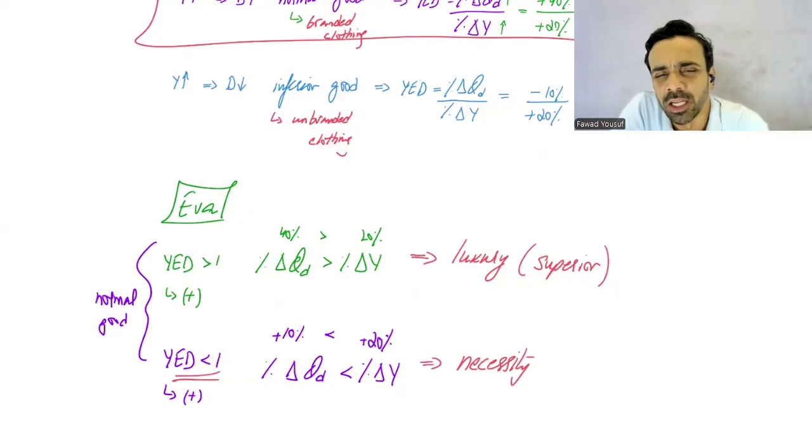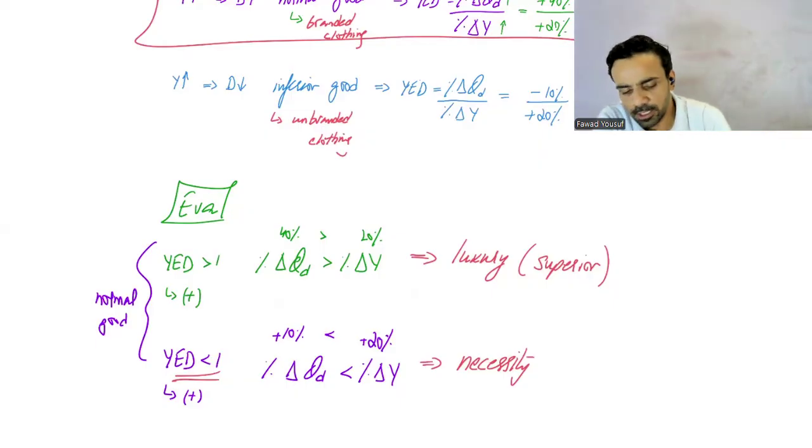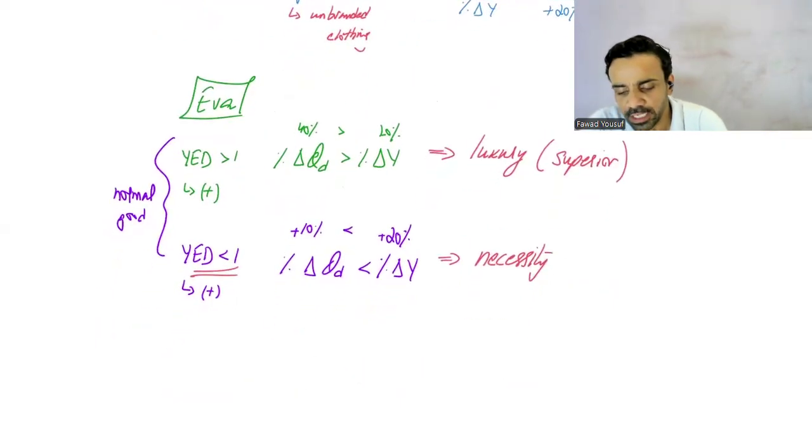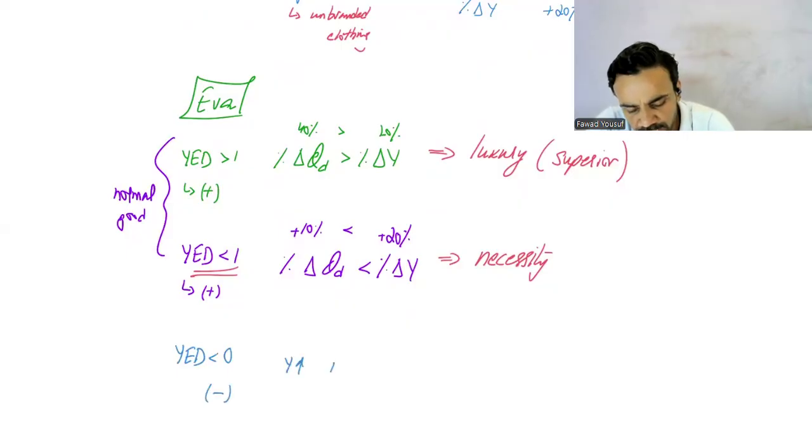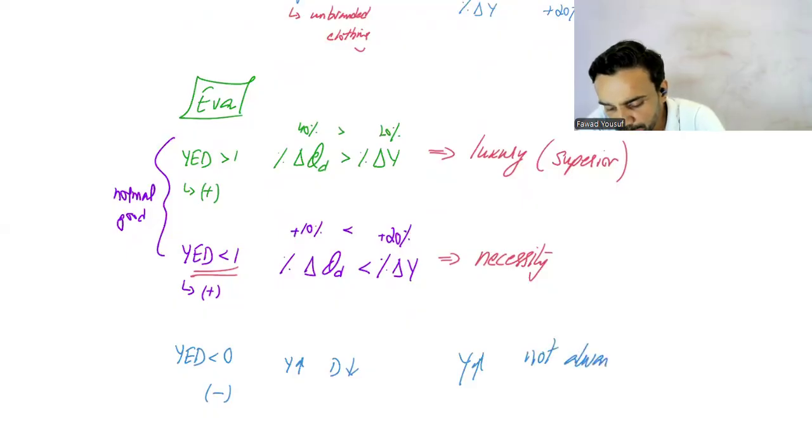और यहाँ पे मेरे ख्याल के अंदर इवैल्यूएशन का एक फाइनल डिस्कशन should be done of your inferior. Sometimes, if YED is less than zero, it's negative. A rise in income can actually cause a fall in the demand. So therefore, a rise in income will not always increase consumption.